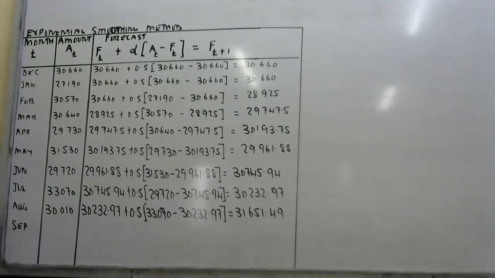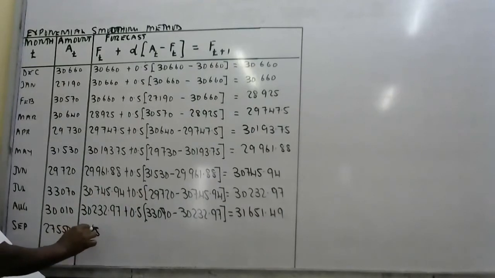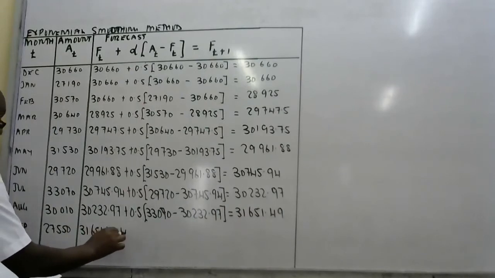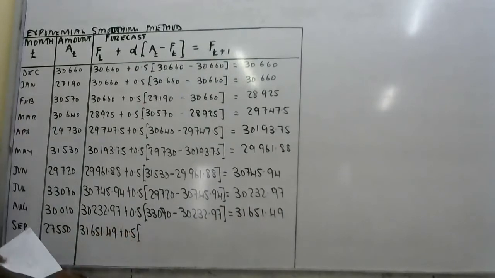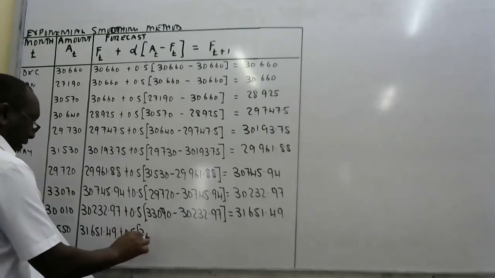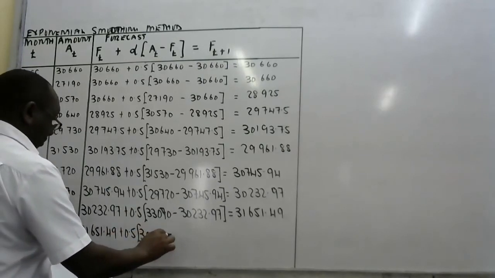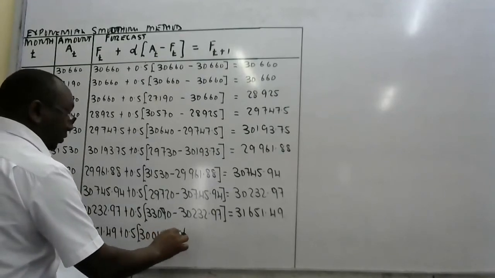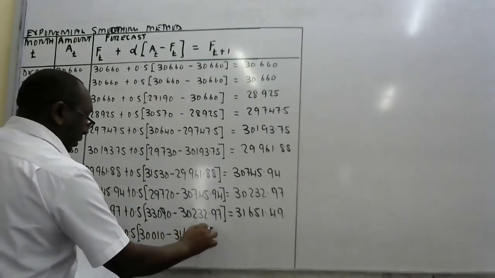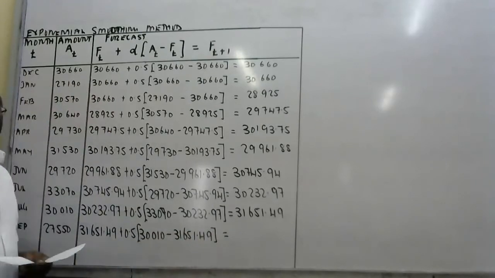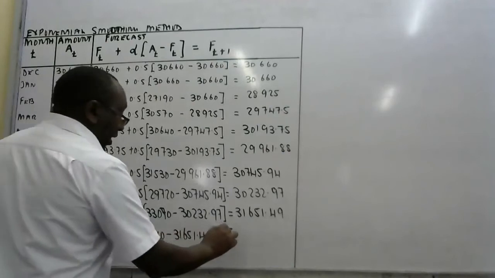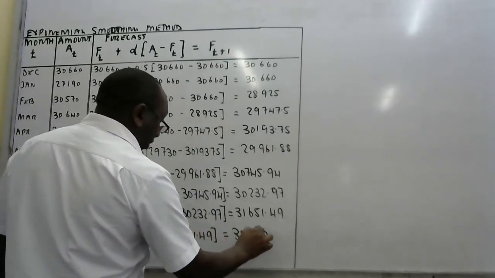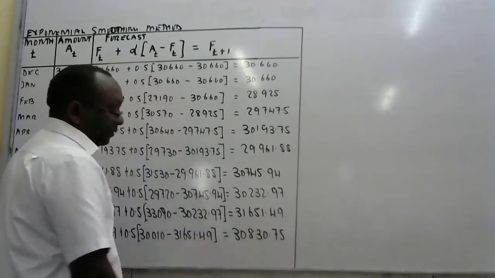September, 27,550. So you take the forecast there, 1,651.49 plus 0.5. The actual is 30,010 minus the forecast 1,651.49. That gives 30,830.75.